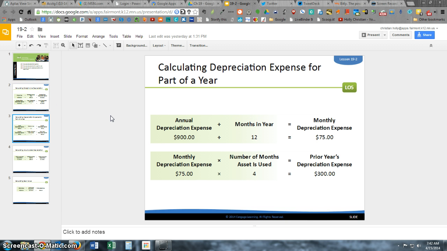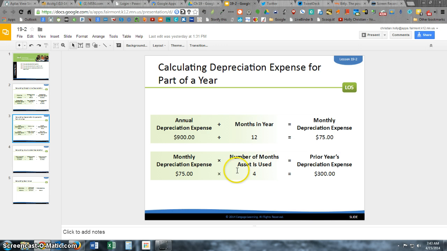So on the next slide, it's looking at how to figure the depreciation for part of a year. In this example, the annual depreciation expense is $900. That's the most we could write off in 1 year's time. But if we have a partial year, we have to figure out how much we can write off per month. You usually divide it by months, not days. So you take the annual depreciation expense, divide it by 12 months in a year, and you can write off $75 a month. Now we need to know how many months we have used it in that year, because we're always going to do this on December 31st.